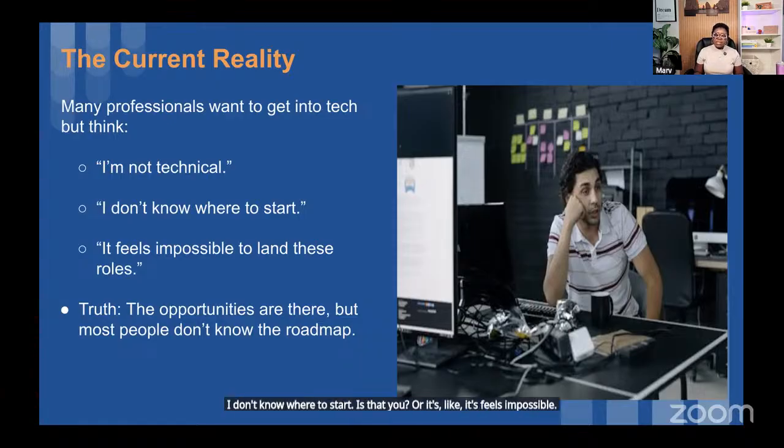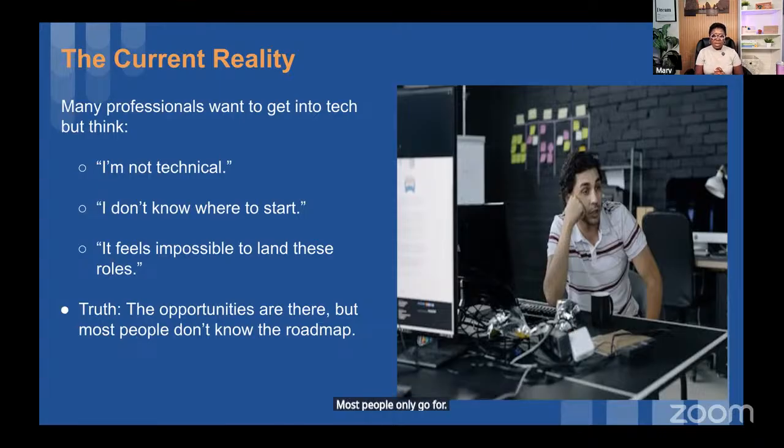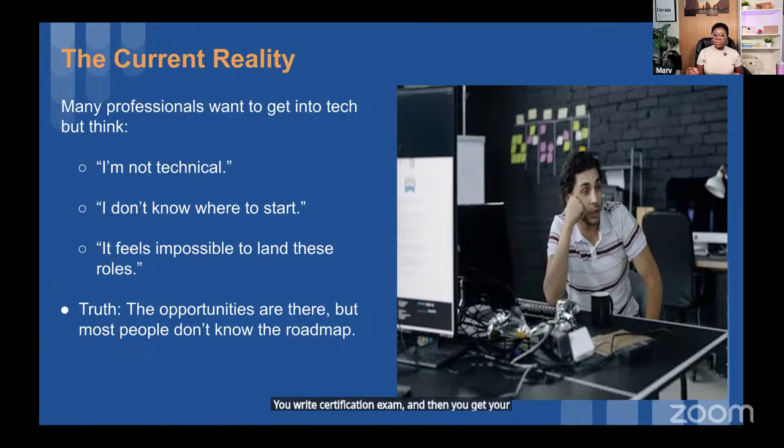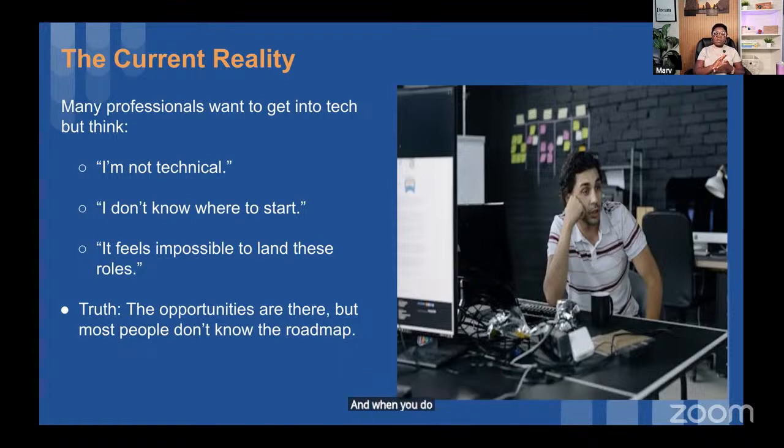The truth is the opportunities are always there. But most people don't know the roadmap. Most people only go for certification training. Certification training is just what it is. They train you so that at the end of the training, you write the certification exam and then you get your certification. That's it. That's what it's all about. And when you do that, you have learned zero on what you need to actually help you land the job.